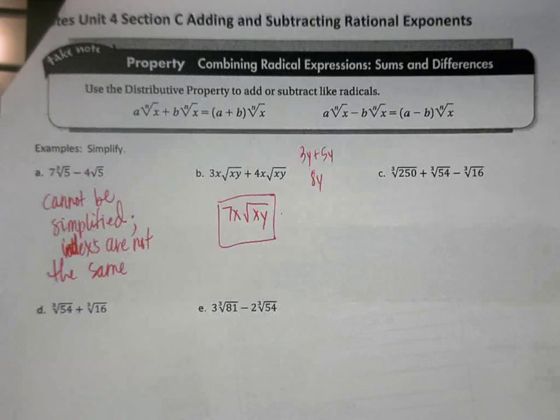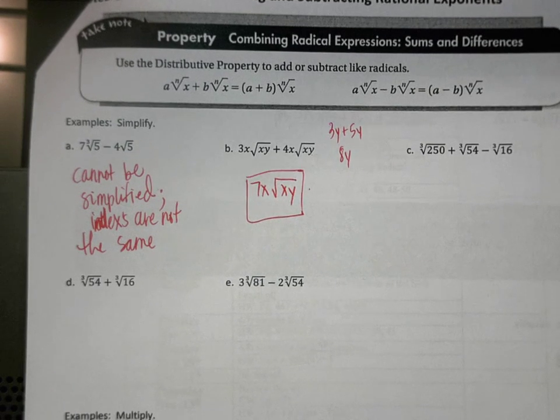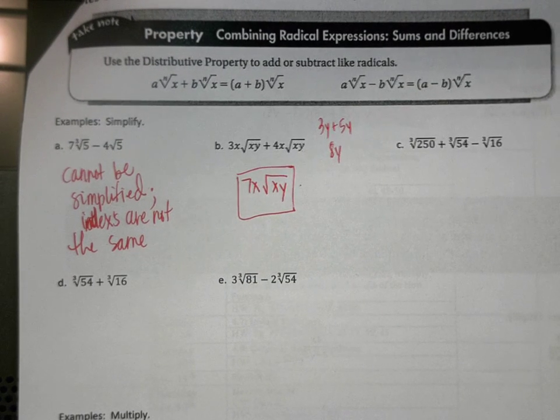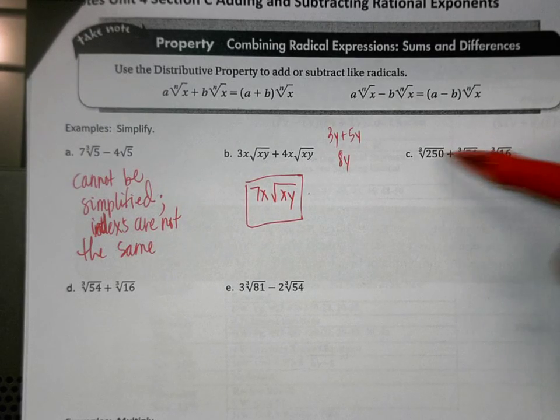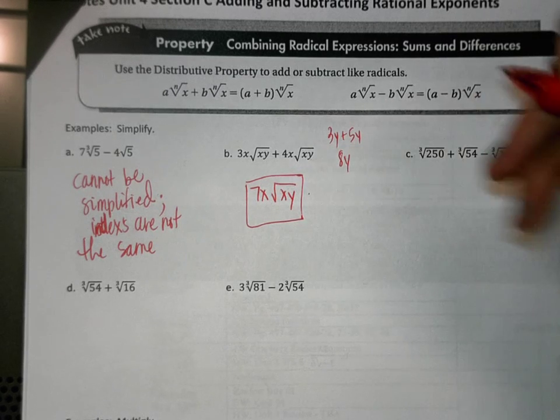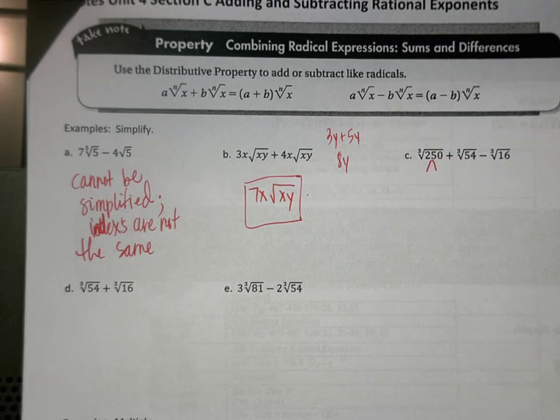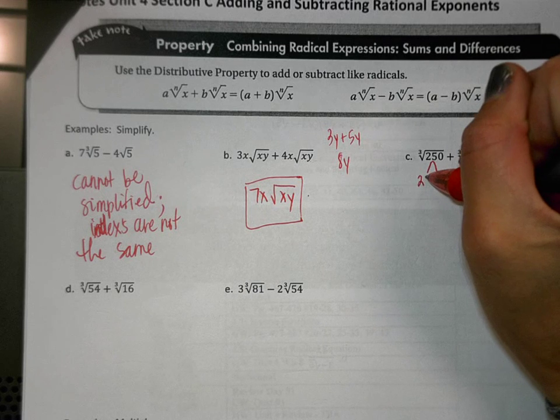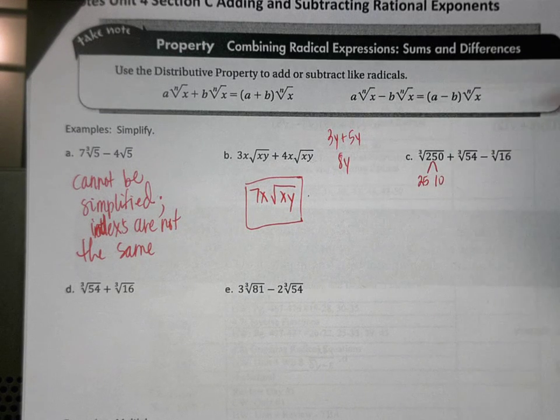If you look here, they all have the same indexes, but the roots themselves are not the same. So right now, I can't add these together because the inside needs to be the same. But if we go through and break them down, they could end up being the same. And so can I break down 250? To what? 2 and something like that. 125. You could do 2 and 125.